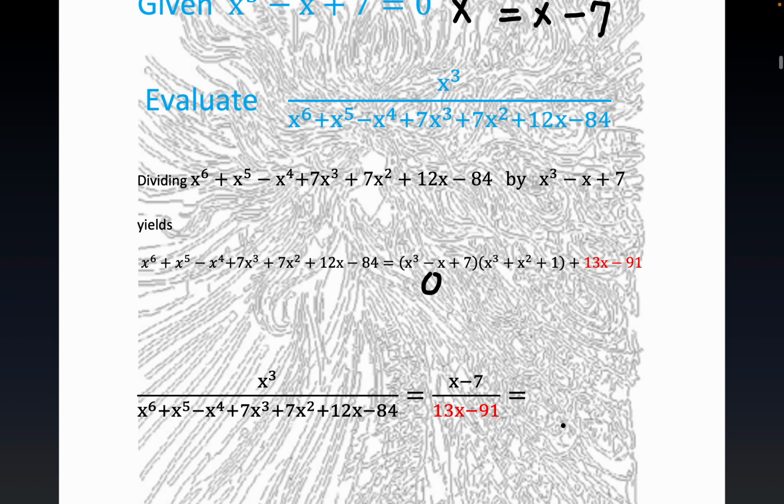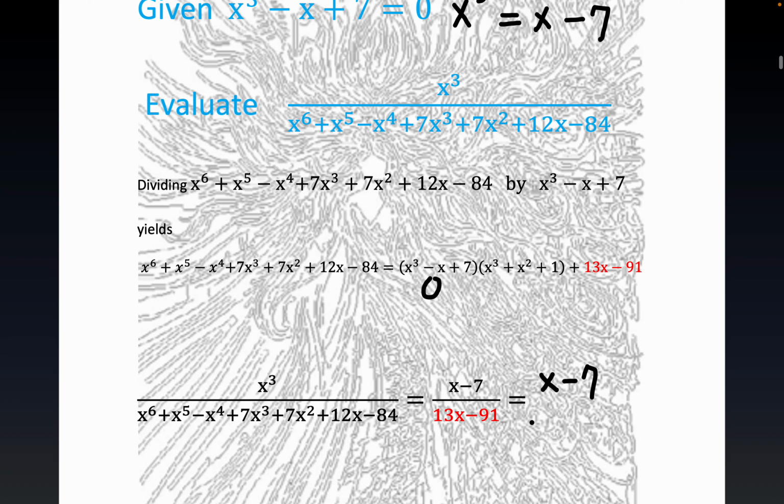Now notice what happens right here: you get x minus 7 over 13 times x minus 7. Factoring a 13 out of 13x minus 91 gives you 13 times the quantity x minus 7. And notice, as long as x is not equal to 7, this just reduces to 1/13.